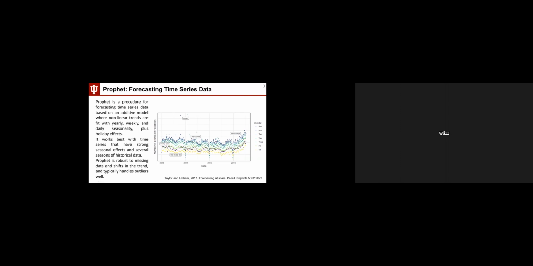For example, this is a good example for Prophet to fit and predict. This is the number of events on Facebook from 2013 to 2016. You can see at the end of each year there is a dip in the data, and also in the middle of each year there is a dip.